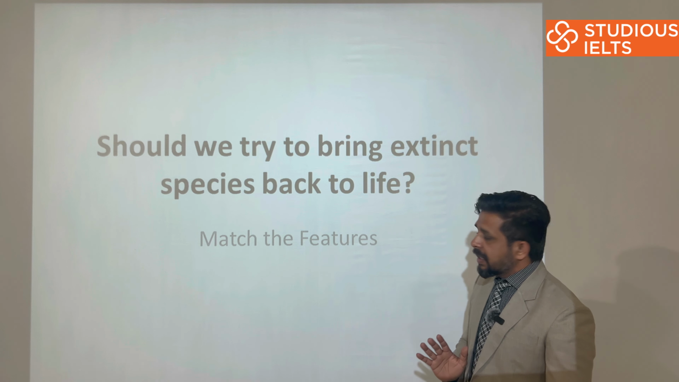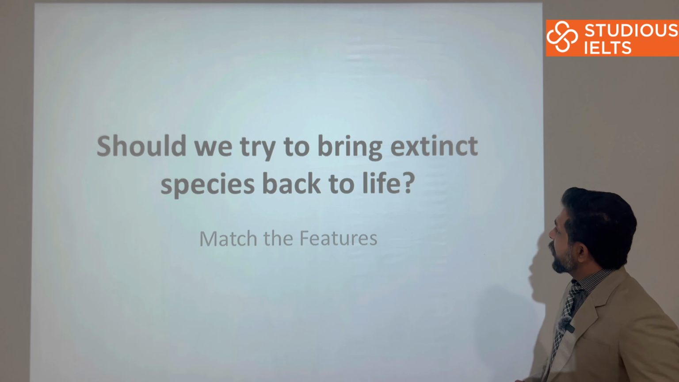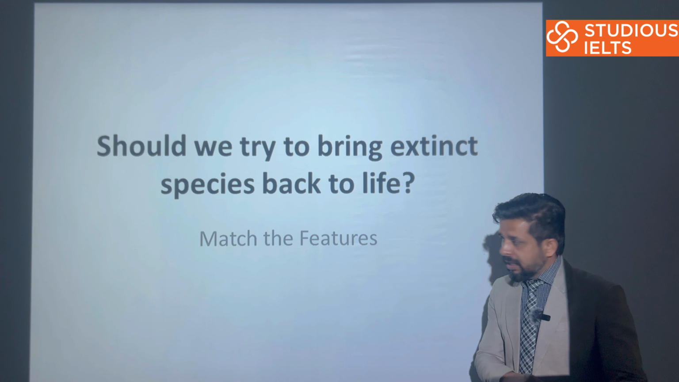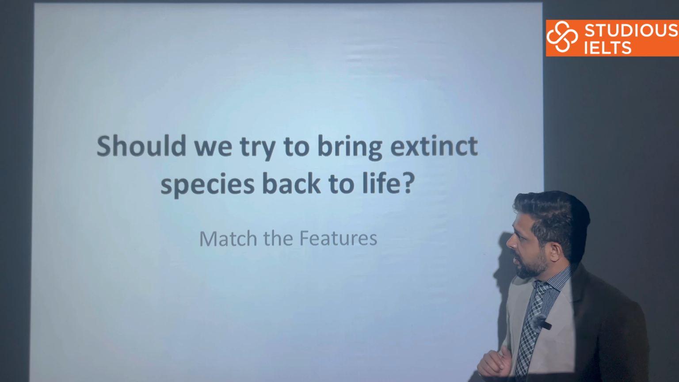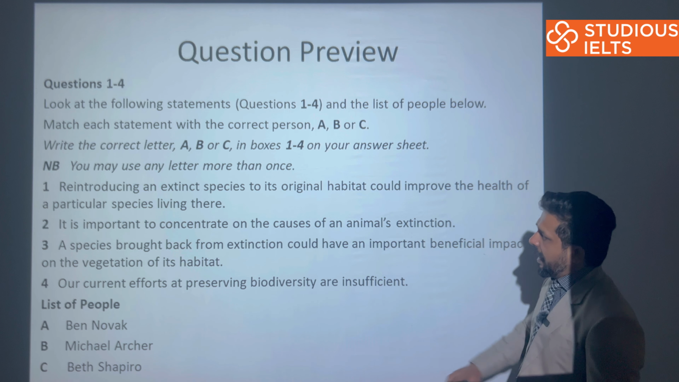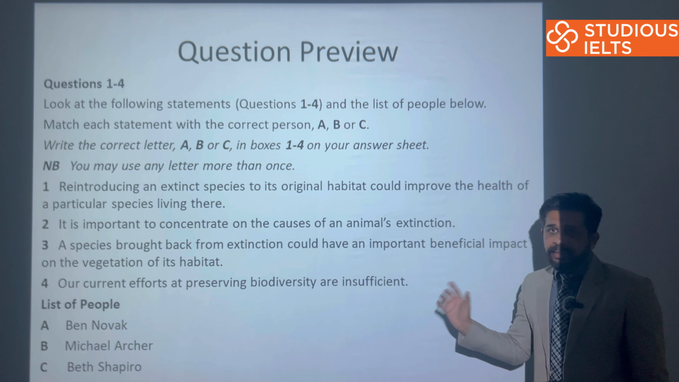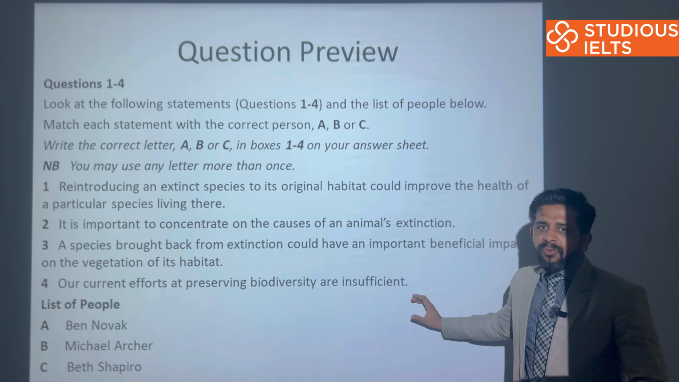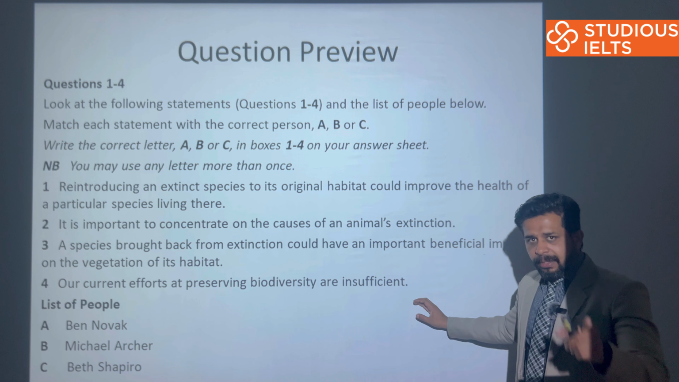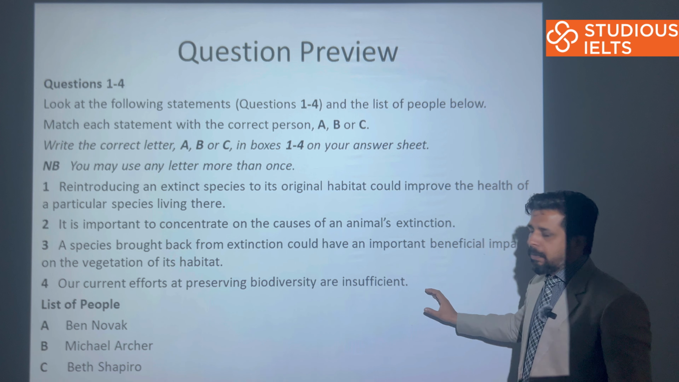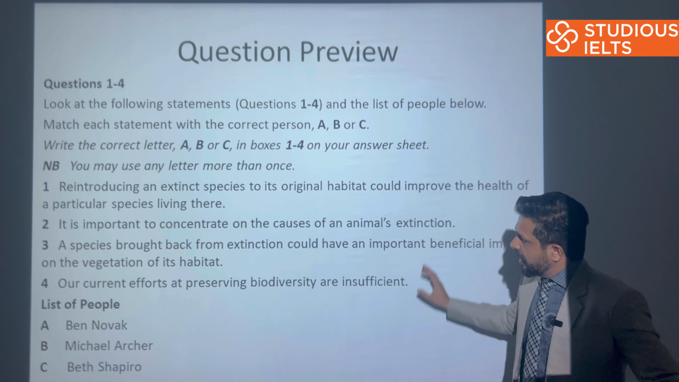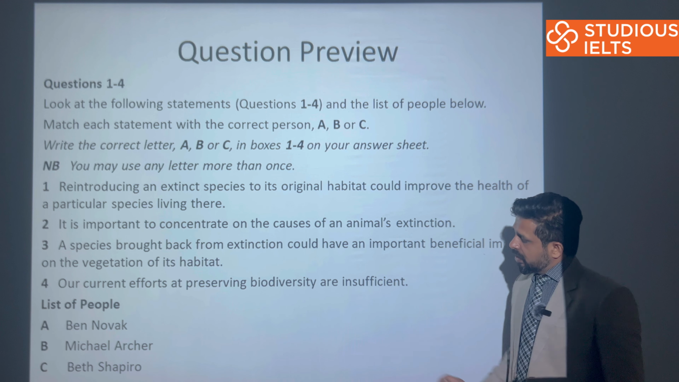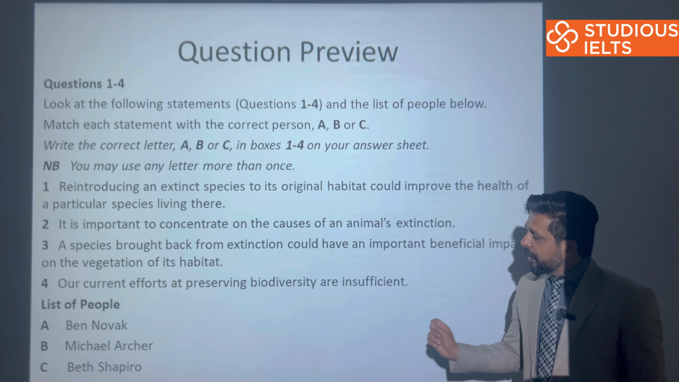So the passage I'm going to take today is, should we try to bring extinct species back to life? This passage has occurred in actual examination as well, and in this passage they gave some questions like this. So what these questions are, try to understand. There are four statements that have been taken from the original passage but in paraphrased manner, because it will not be as it is which has been written in the passage. They have paraphrased it, they have summarized it, and they have given us three options here: A, B, and C.